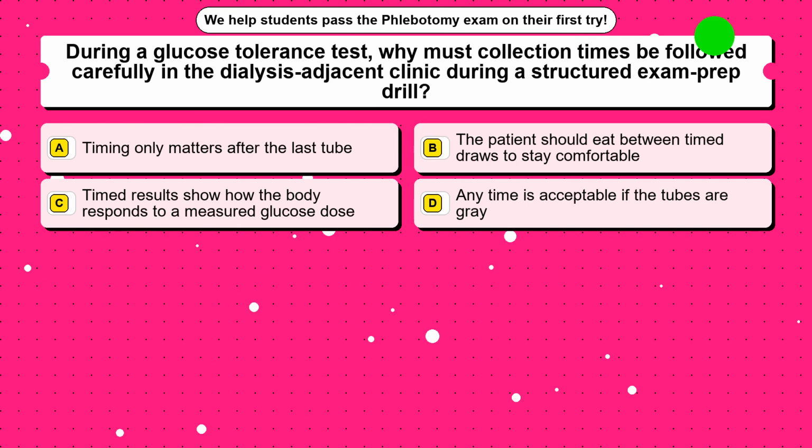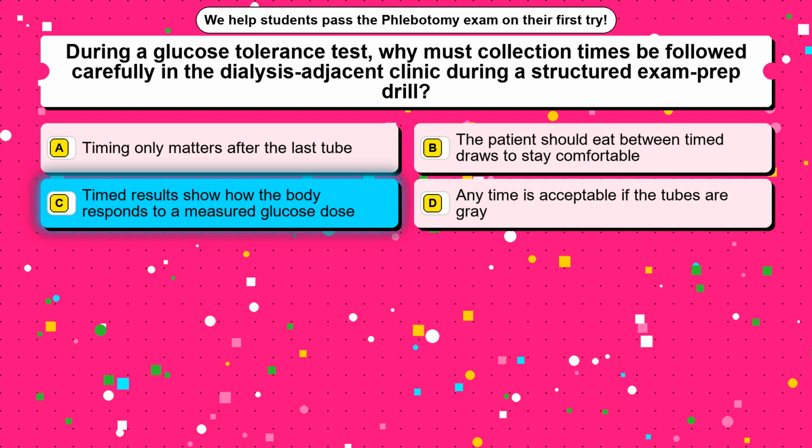Question 75. During a glucose tolerance test, why must collection times be followed carefully in the dialysis-adjacent clinic during a structured exam prep drill? Option A. Timing only matters after the last tube. Option B. The patient should eat between timed draws to stay comfortable. Option C. Timed results show how the body responds to a measured glucose dose. Option D. Any time is acceptable if the tubes are gray. The correct answer is option C. Timed results show how the body responds to a measured glucose dose.